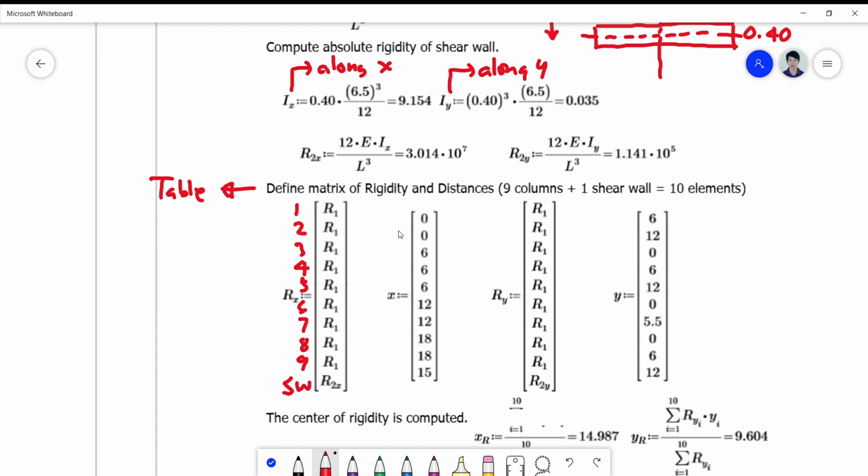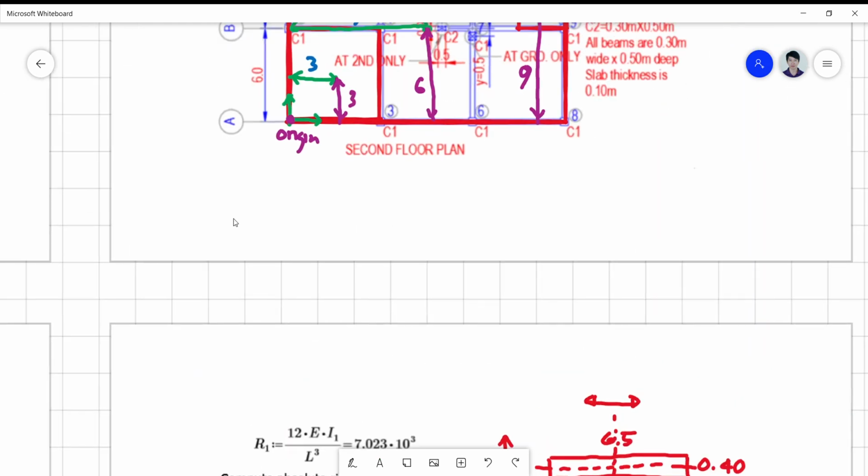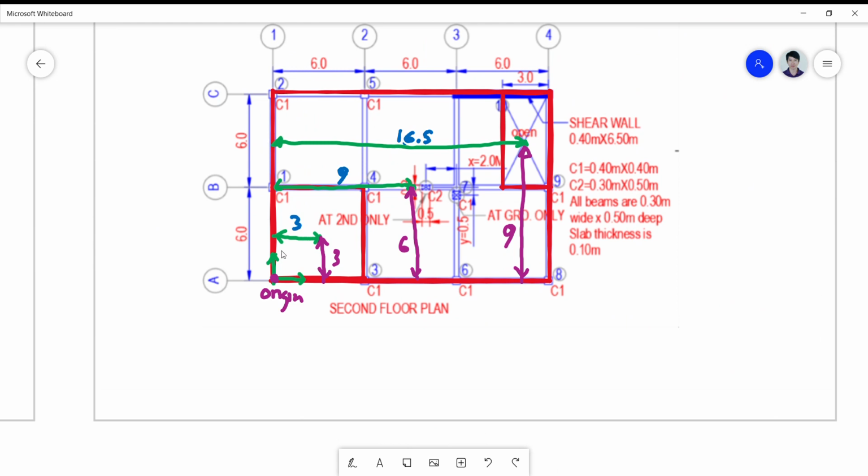Okay, for your axis, all the columns from 1 to 2 here have x equals 0 as your distance. Take a look. This is 1 and 2 columns. Column 1 and column 2 here have 0 in the x direction. Column 3, column 4, and column 5 have 6. Column 6 and column 7 have 12, and 8 and 9 have 18.